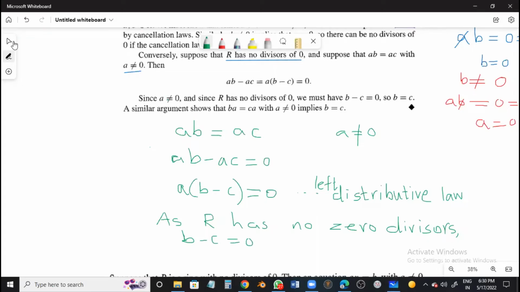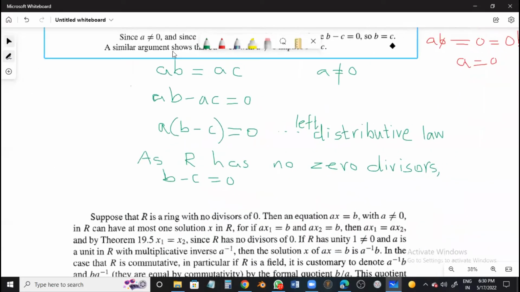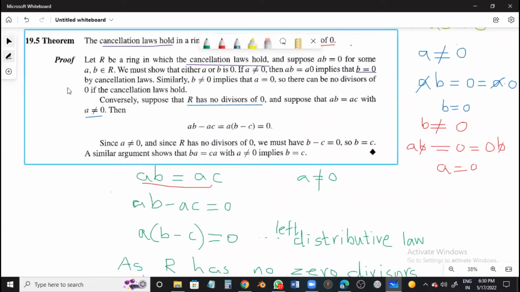Followed? If R has no zero divisors, the second number must be certainly 0. What this indicates? B must be equal to C. From where you started? From AB is equal to AC you started. Where you reached? B is equal to C. Means you have cancelled A. This is the straightforward meaning of this. And what it means? Left cancellation laws hold.